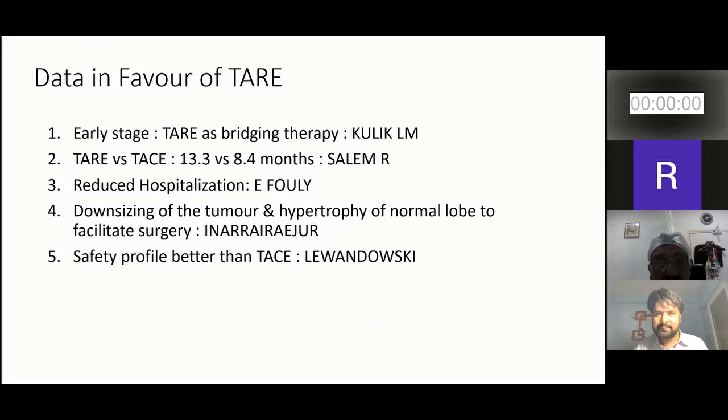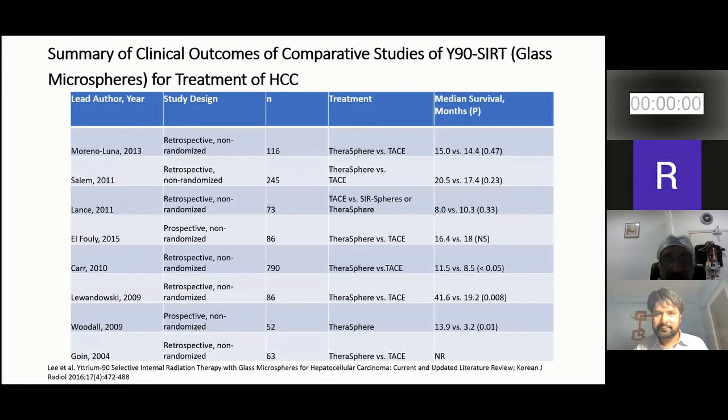Early stage, it's a good bridge between TARE and TACE. Again, TARE has better survival also nowadays, and even the acceptance is much better. Hospitalization with TARE is much reduced, and you can actually downsize the tumor and cause a hypertrophy of the normal lobe, as you saw in one of my cases, and that can also facilitate surgery, and the safety profile is much better than TACE. This is data that is there. As you can see, the survival benefit, more or less, both of them are the same. But nowadays with high dose therapy, the TARE survival is much better.